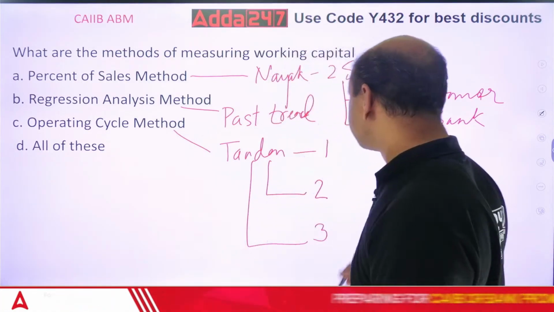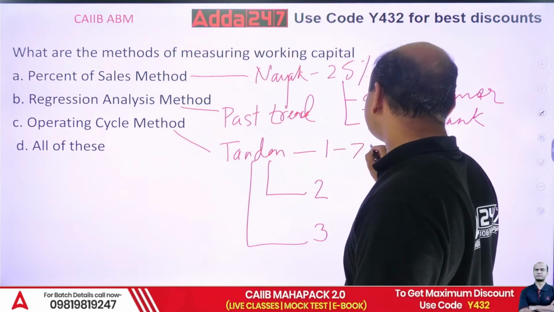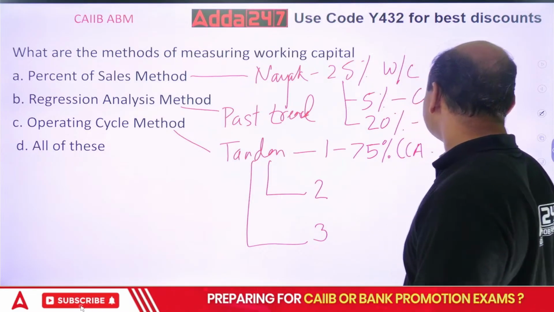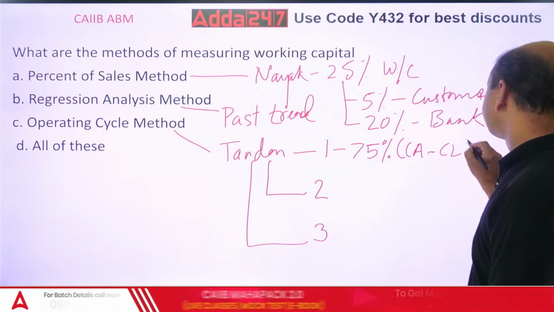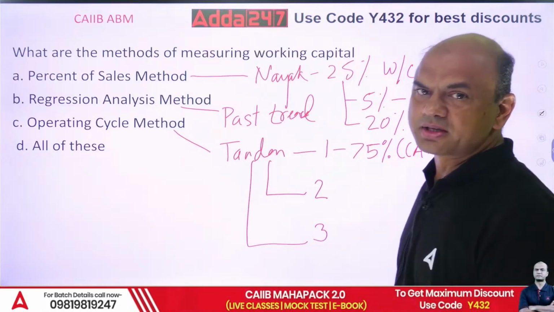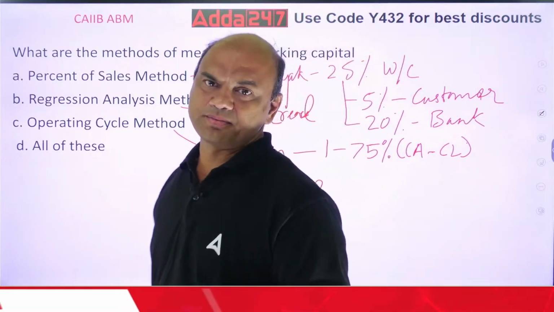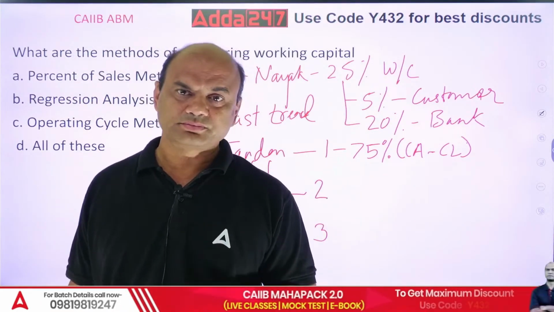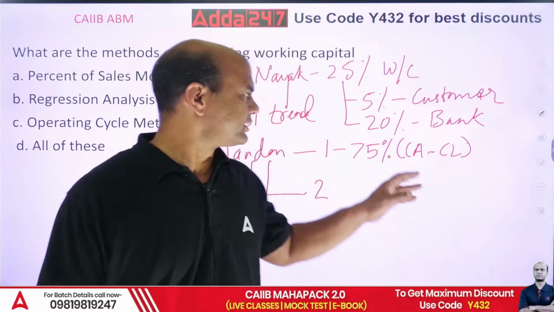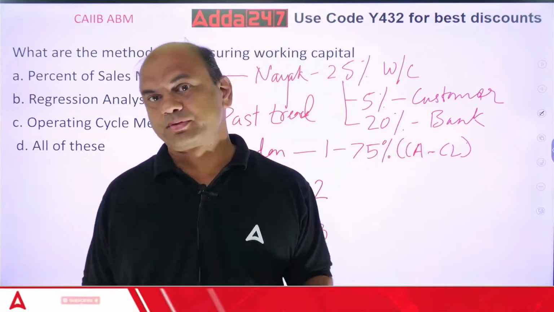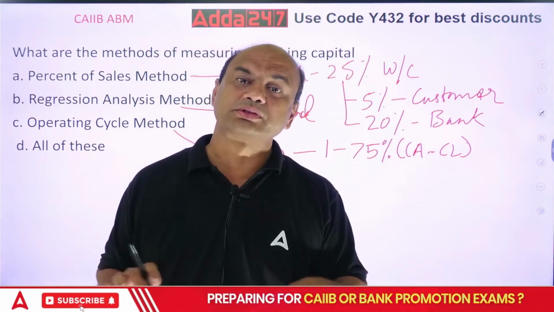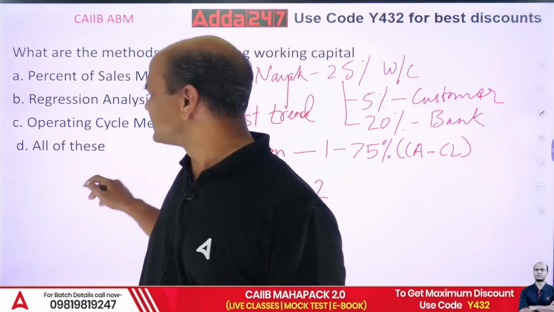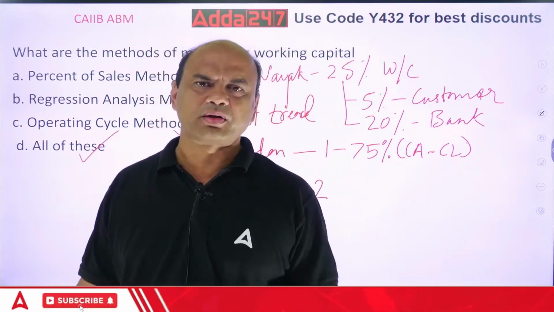In short, it is 75% bank finance: directly 75% into current asset minus current liability. This is your Tandon committee method 1. This method is known as working capital gap. You are studying in detail over here, not just answering. The answer is all of these. But the purpose of the sessions is not to give you just the answers A, B, C, D, but to explain the concepts. That's very important.